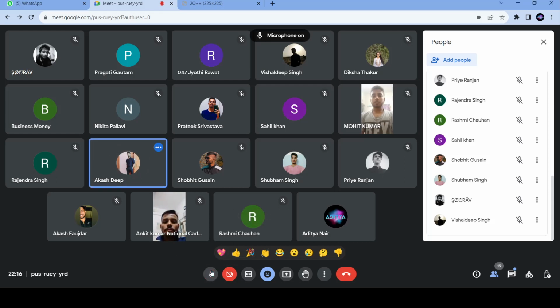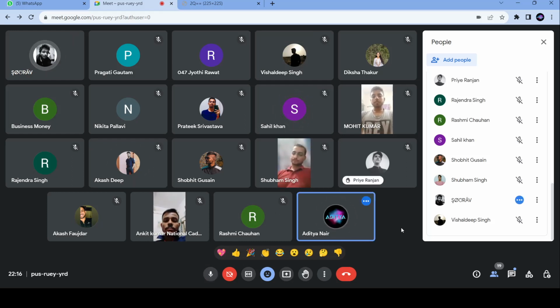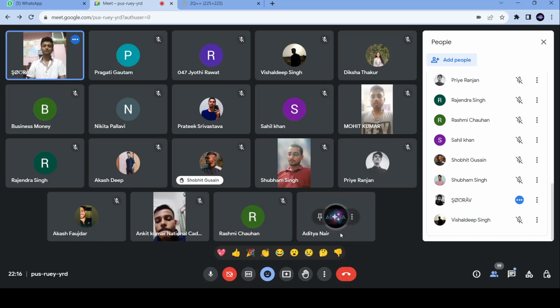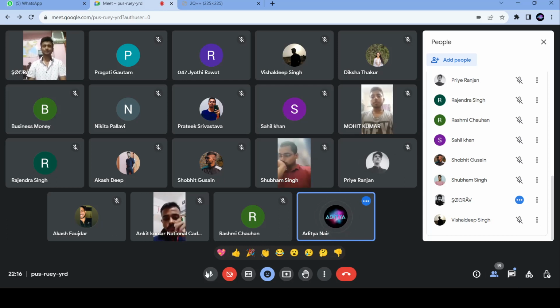Everyone is done. No, next is Saurav. After that, Vishaldeep. Then Priya Ranjan and Shobit Gusain. As soon as Shobit Gusain stops, we can start with the GD. Okay, sorry, Akash Faujdar is also left. So after Saurav, Vishaldeep Singh, then Priya Ranjan, then Shobit Gusain, and at last Akash Faujdar. And as soon as Akash stops, we can start with the GD.